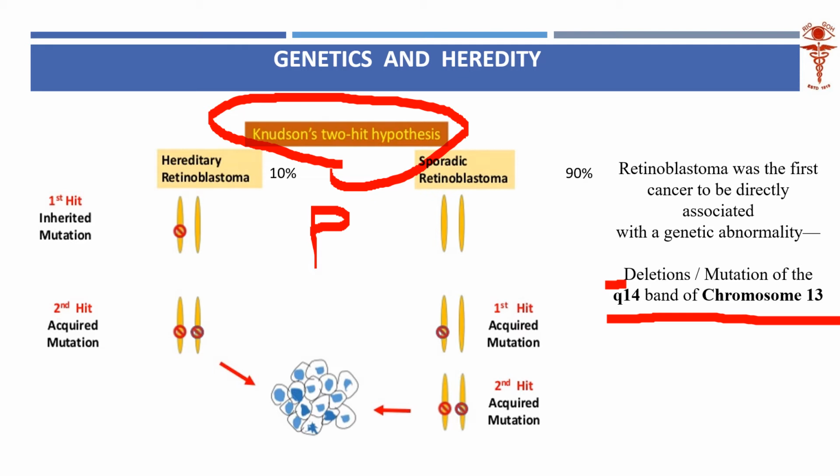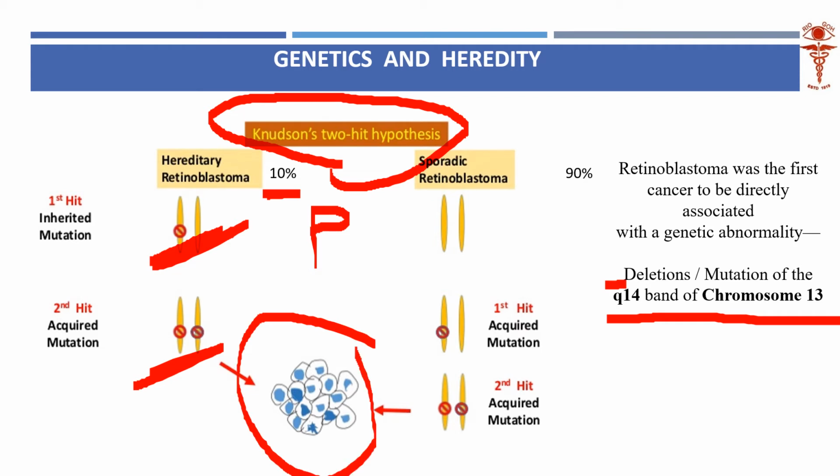But somehow, unfortunately, a first hit happens. This is usually because of an inherited state, which mainly happens in 10% of babies. And subsequently, a second hit happens as an acquired mutation, and then the gene gets deactivated. This gene gets deactivated because of these two hits, and the child succumbs to the tumor. This is called Knudson's two-hit hypothesis.